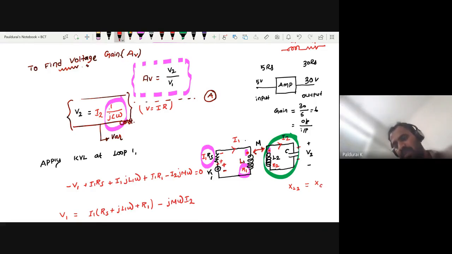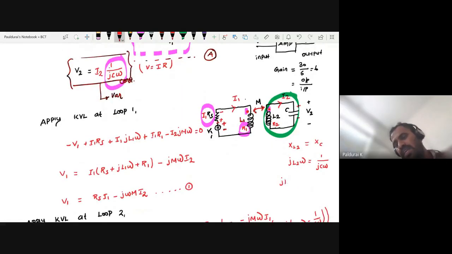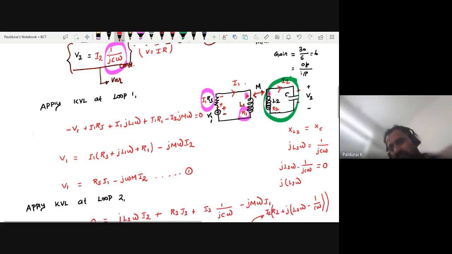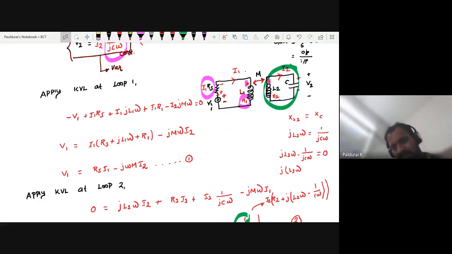XL equals XC. So jL2ω equals 1 by jCω. So what is this? jL2ω minus 1 by jCω equals 0, right? Or otherwise take j as common, so it becomes L2ω. So take the magnitude. When resonance occurs, by using this I am deriving this relation.